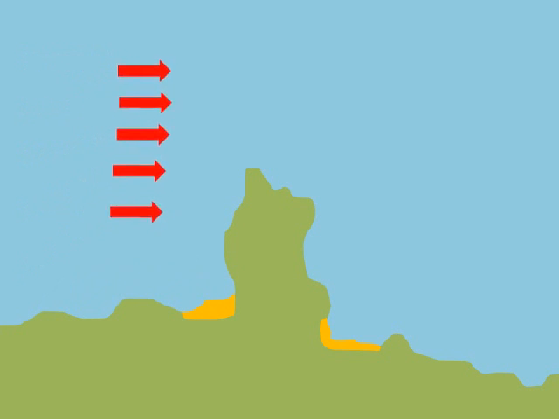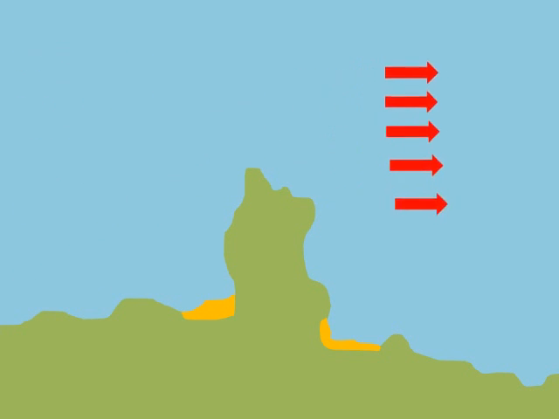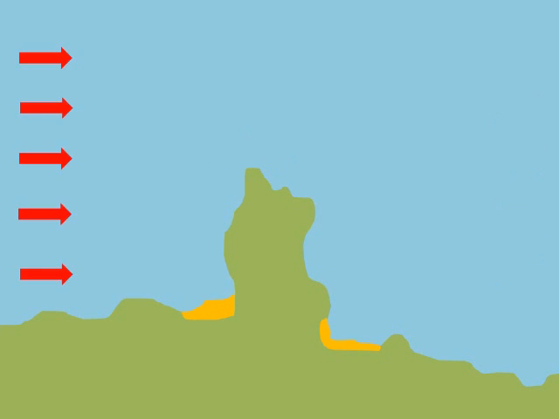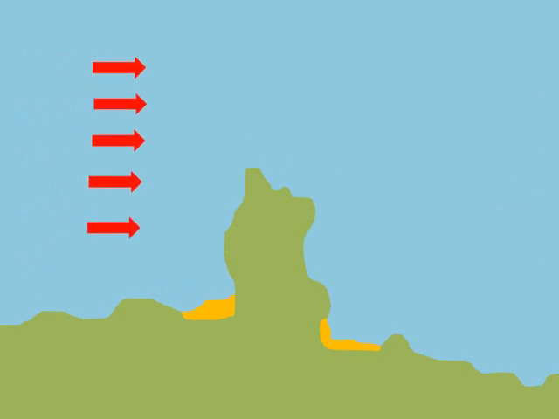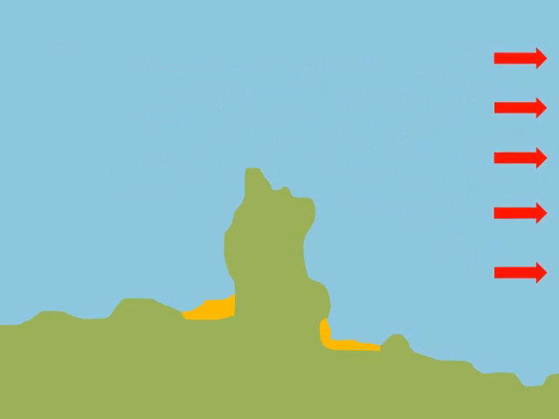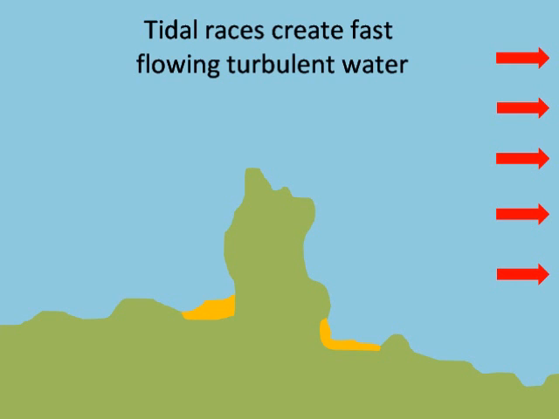Wherever tidal streams encounter a headland, we get an effect called a tidal race. Essentially, what happens is the tidal stream is accelerated as it gets thrown around the tip of the headland. The associated waters off that headland can often be turbulent, fast moving and very rough.